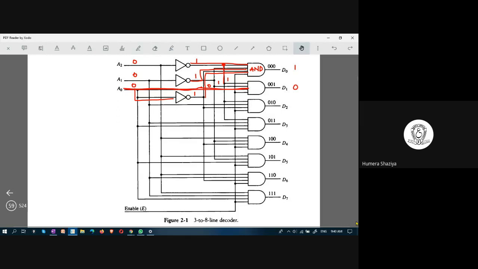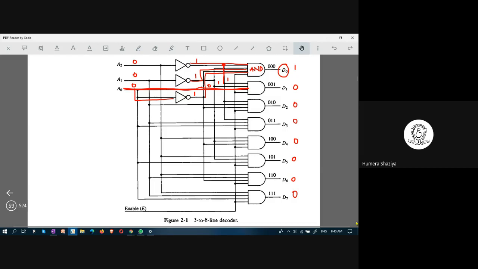And if you cross check every connection here, you find that when the three inputs are 0, 0, 0, only D naught would produce 1, remaining all would produce 0, because one or the other connection would be having 0. This also is your assignment today.